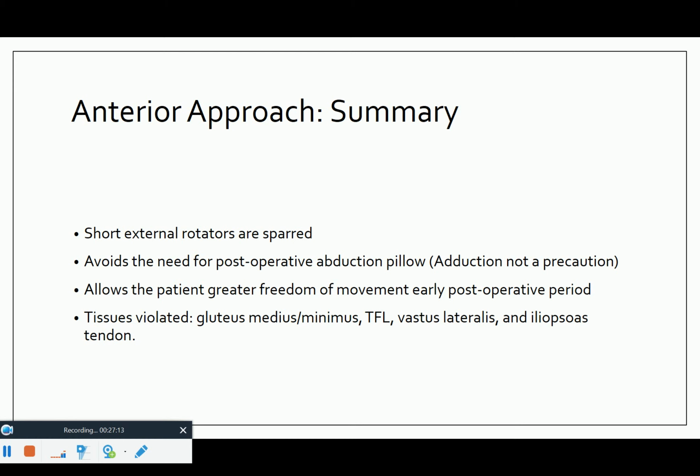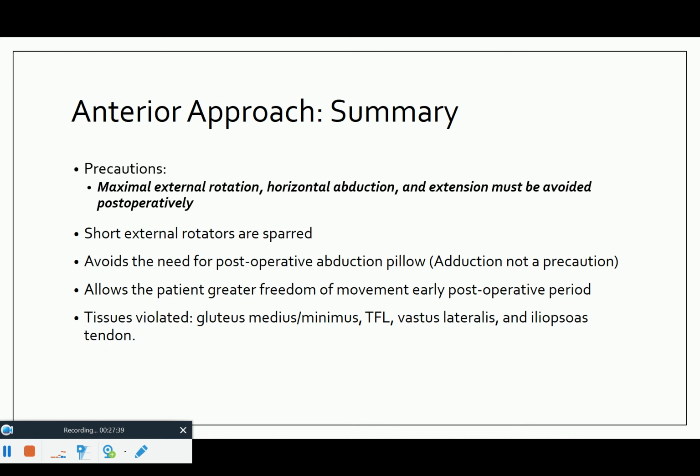And with all that said, there are some tissues that are violated during the surgery, and these are actually ones that I might consider and care about more, right? The glute med, the glute min, your TFL, the vastus lateralis, and the iliopsoas tendon. So you think these are like the big guns of the hip. Especially in rehab, we work these muscles a lot, so something to consider with the anterior approach.